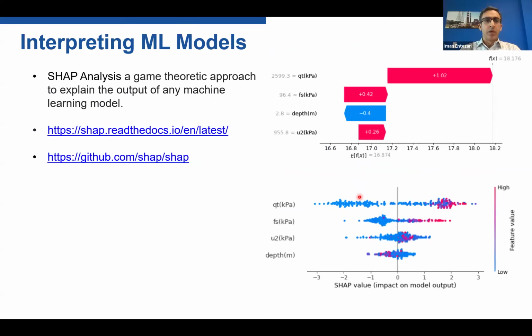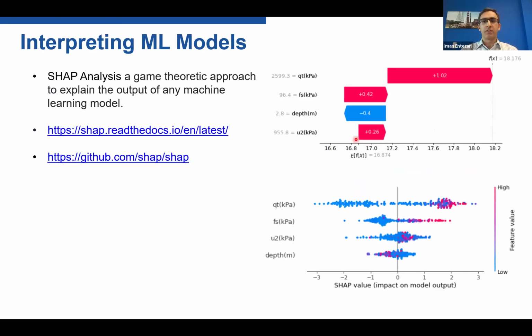So one of the issues with machine learning modeling is interpretation of the models. We did some work, and this is called SHAP analysis. I have put the links here so you can go read about SHAP analysis. It's based on game theory, and it explains the output of any machine learning model. The plot that I'm showing here is called a force plot.